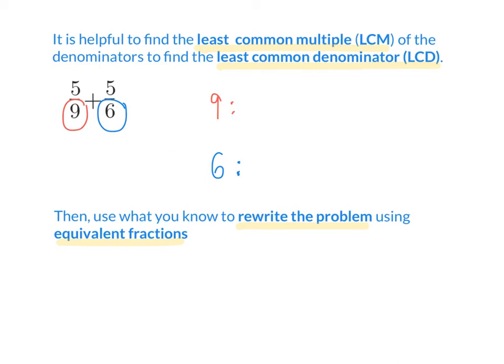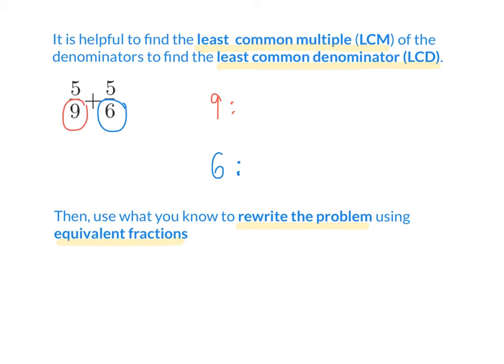It is helpful to use the least common multiple of the denominators in order to find the least common denominator. What I mean by this is this. A multiple of a number is when you multiply it. So if we count by 2's, 2, 4, 6, 8, 10, 12, all those numbers are multiples of 2, right? And so we're going to find the least common multiple. If you don't know what that word means, LCM, you just think one word at a time.